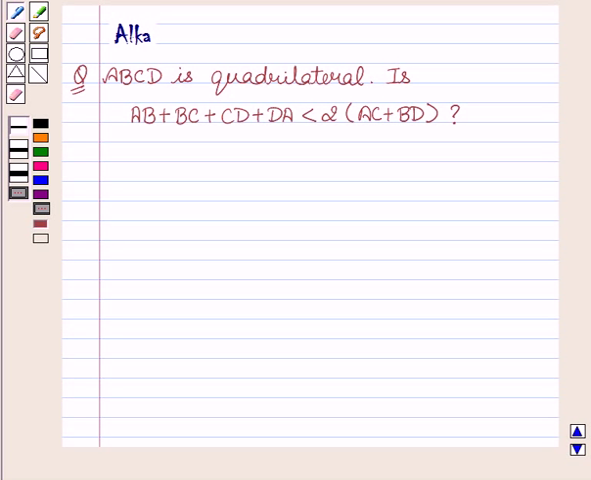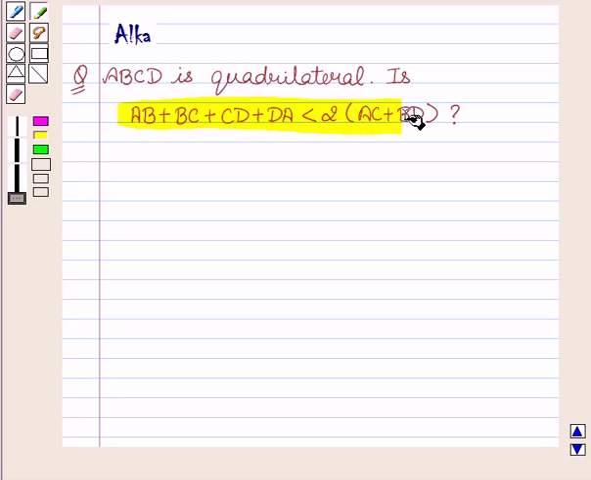I am Alka. Let's discuss the given question. ABCD is a quadrilateral. Is AB plus BC plus CD plus DA less than twice of AC plus BD?